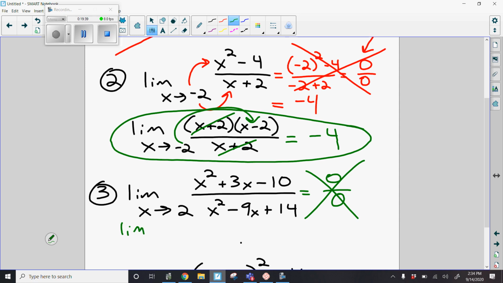And again, when you rewrite this, use the limit notation. They want to see that limit notation each time you're doing this. So we're going to have x plus 5 and x minus 2. And on bottom, two numbers that multiply to make positive 14, but add to negative 9. If they're multiplying to be positive, but adding to be negative, they both have to be negative. That's going to be x minus 2 and x minus 7.